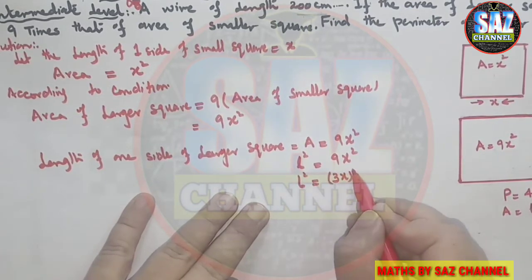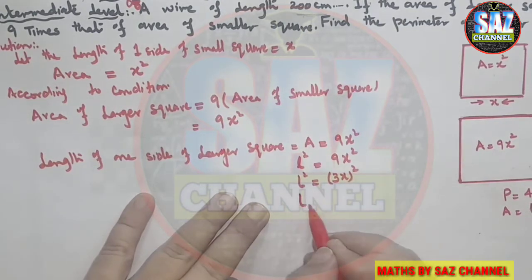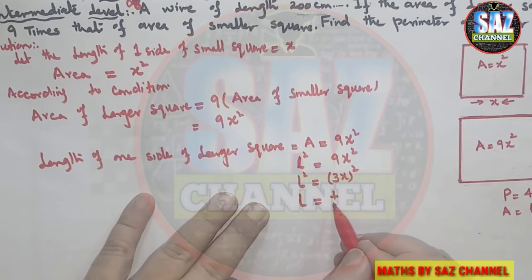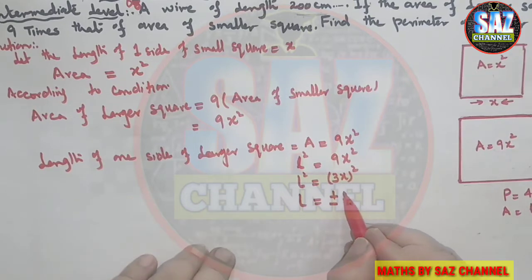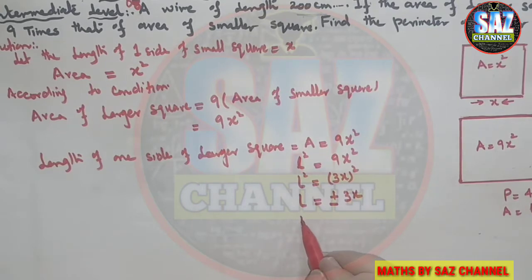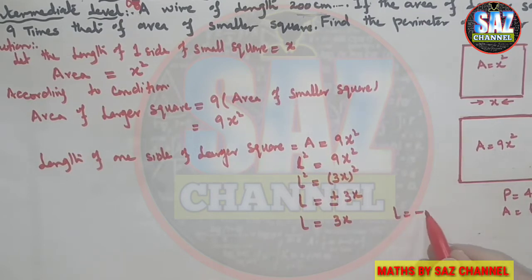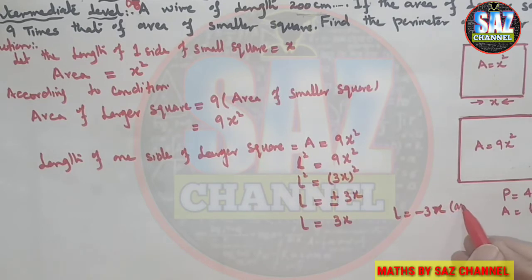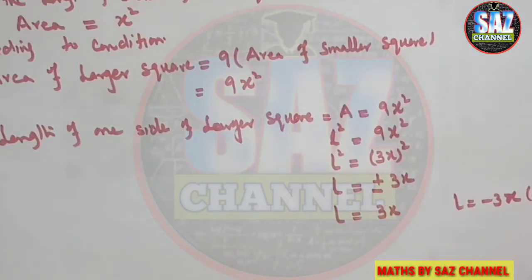And in order to get the length, I have to take the square root on both sides, and my answer will become L equals plus minus 3x. As this is the length, my accepted answer will be 3x. We are not going to take L equals minus 3x. We are not going to accept this answer because length will not be negative.